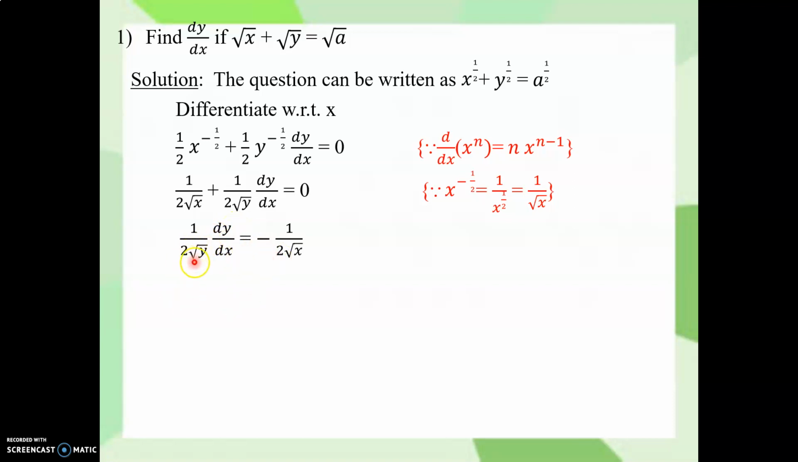So 1 upon 2 root y dy upon dx is equal to minus of 1 upon 2 root x. So dy upon dx is equal to minus 2 root y upon 2 root x. 2 cancels. So the final answer of this question is dy upon dx is equal to minus of root of y upon x. Here root y upon root x can be written as root of y upon x in single root. This is the final answer.